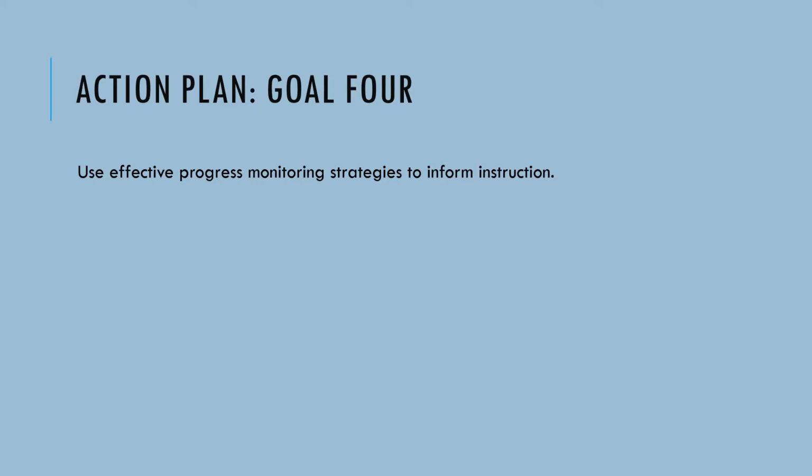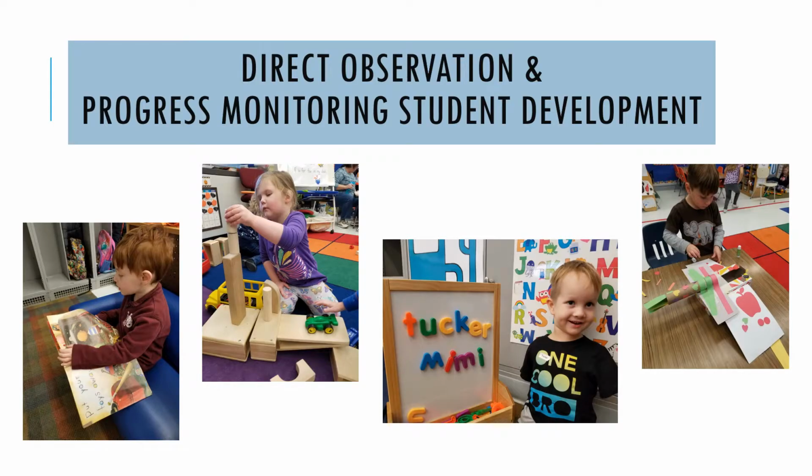My fourth and final goal of my action plan is to use effective progress monitoring strategies to inform instruction. Action steps 1 and 2 under Goal 4 are to provide direct observation of students' learning and progress monitor student development using Teaching Strategies Gold. Direct observation is a way that I use to collect data aligned with the Teaching Strategies Gold objectives and the Illinois Early Learning and Development Standards.